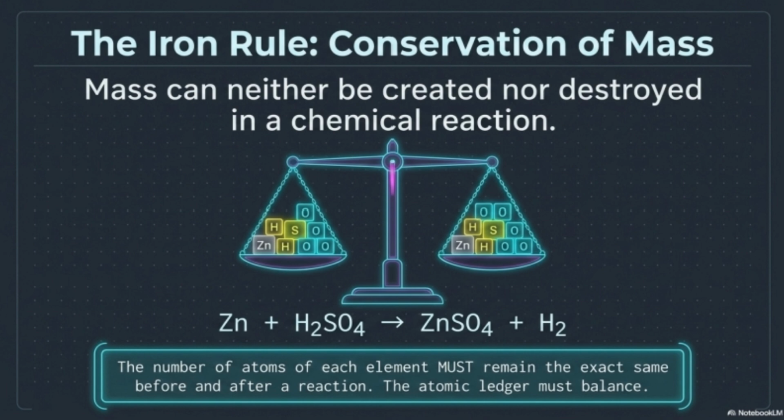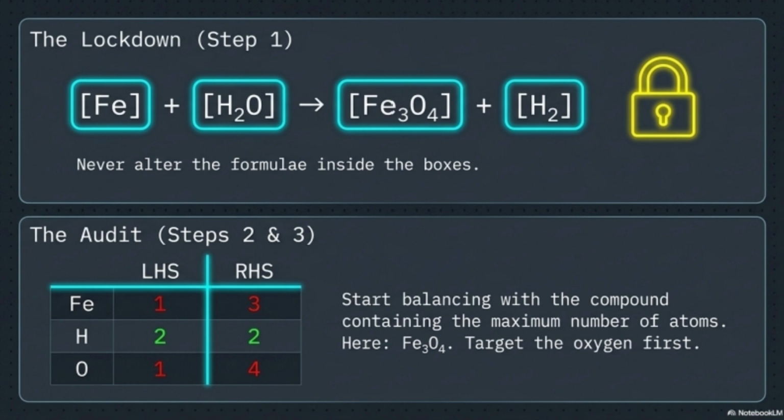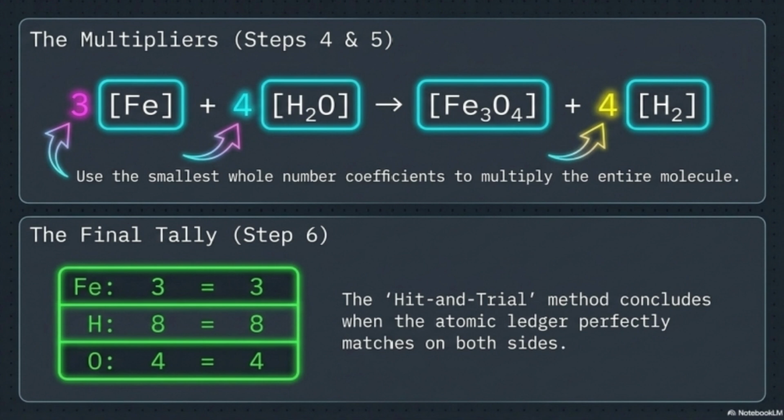Let's learn how to balance using the hit-and-trial method. Step 1 is the lockdown. Draw boxes around each formula and never alter anything inside them. Steps 2 and 3 involve the audit. List out the number of atoms on the left-hand side versus the right-hand side. Always start balancing with the compound containing the maximum number of atoms, in this case, iron oxide. Let's target oxygen first.